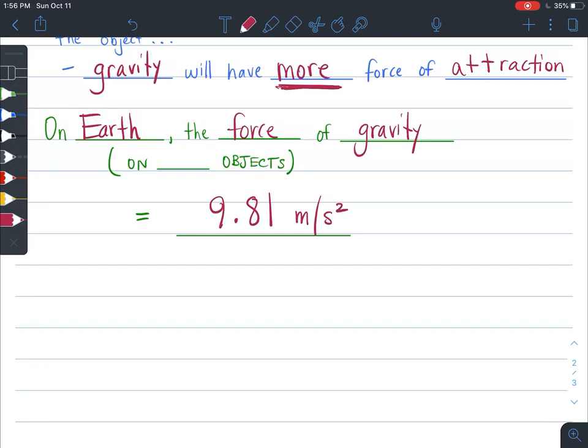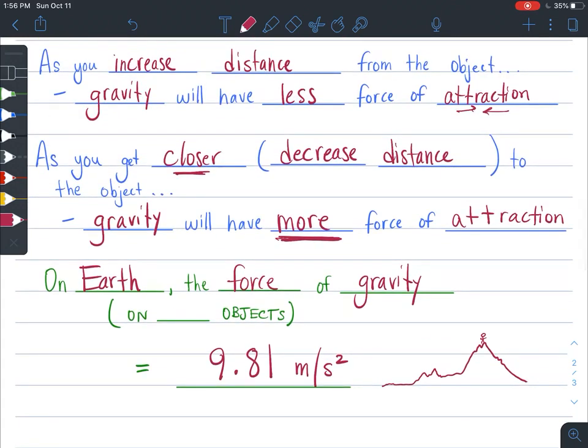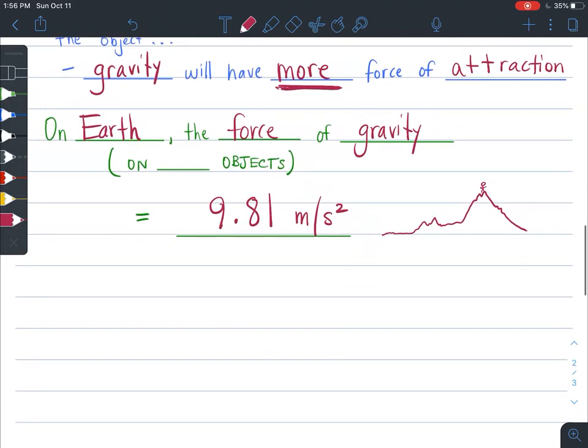And it doesn't matter where you are on the planet, whether you're at sea level or you're up on a 14er or you're up on Mount Everest, which is like 29,032 feet or something like that. No matter if you get further from the planet on the mountain, it's still not far enough away for gravity to really have much of a difference. So no matter where you are on planet Earth, as a human, on the surface, the force of gravity on all objects is 9.81 meters per second squared.